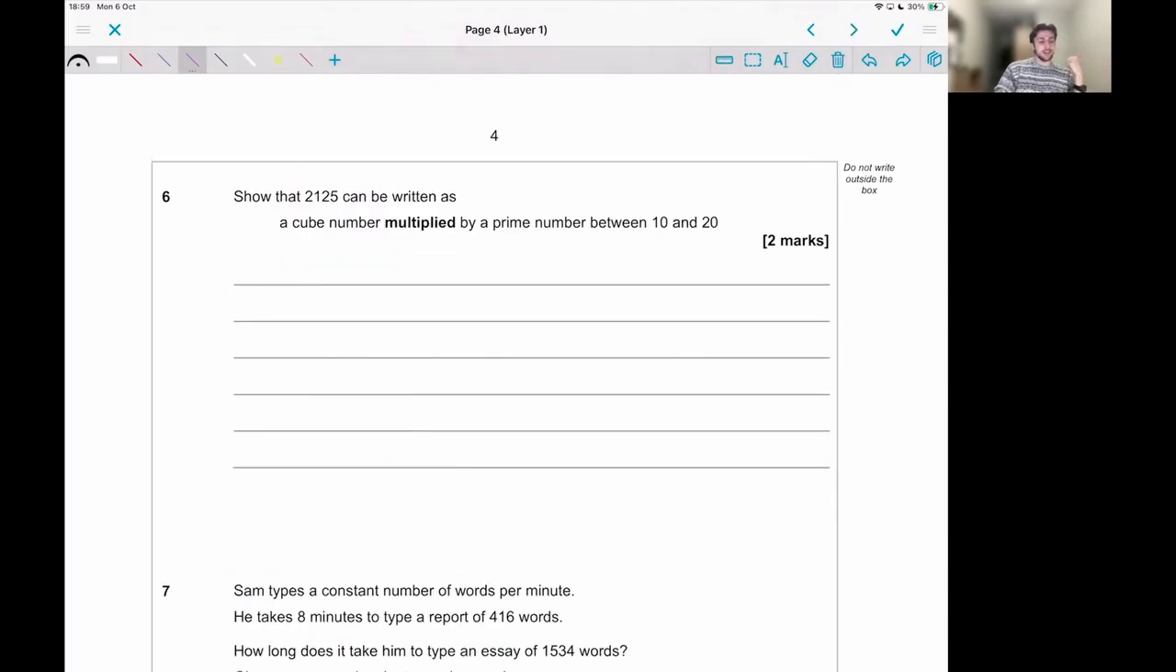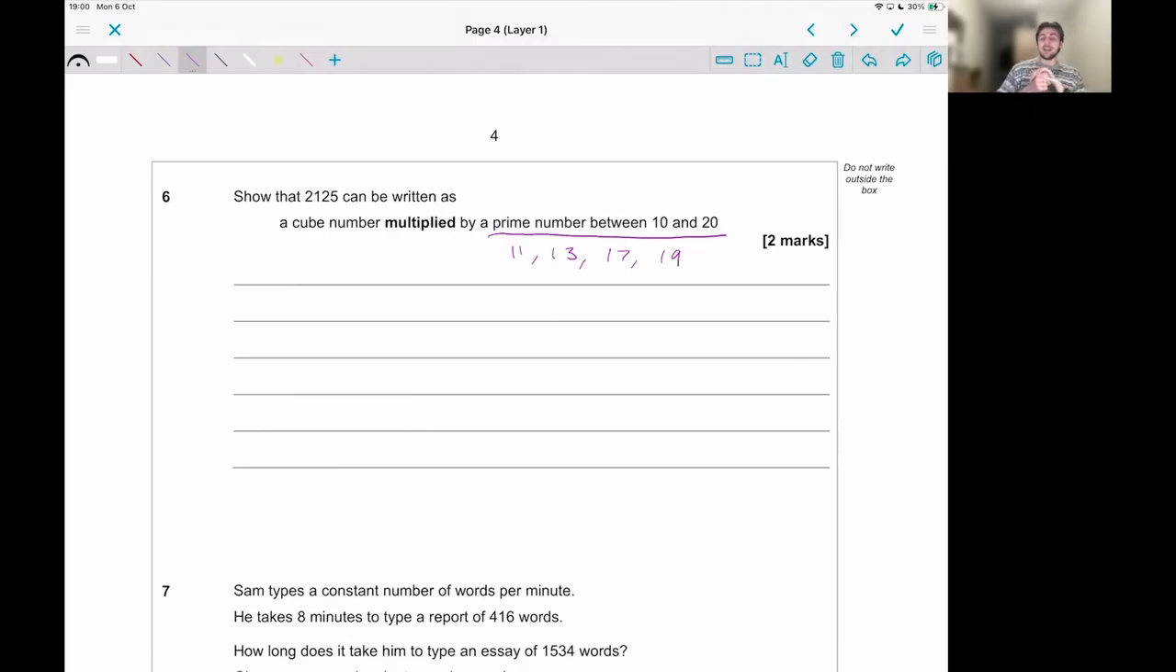Question 6. So we're being asked to show that 2,125 can be written as a cube number multiplied by a prime number between 10 and 20. So that's a lot. We need to figure out first what cube number we might need, and then what prime numbers there are between 10 and 20. Well, actually, let's start there because there aren't many prime numbers between 10 and 20. So if we're looking for a prime number between 10 and 20, our options are 11, 13, 17, and 19.